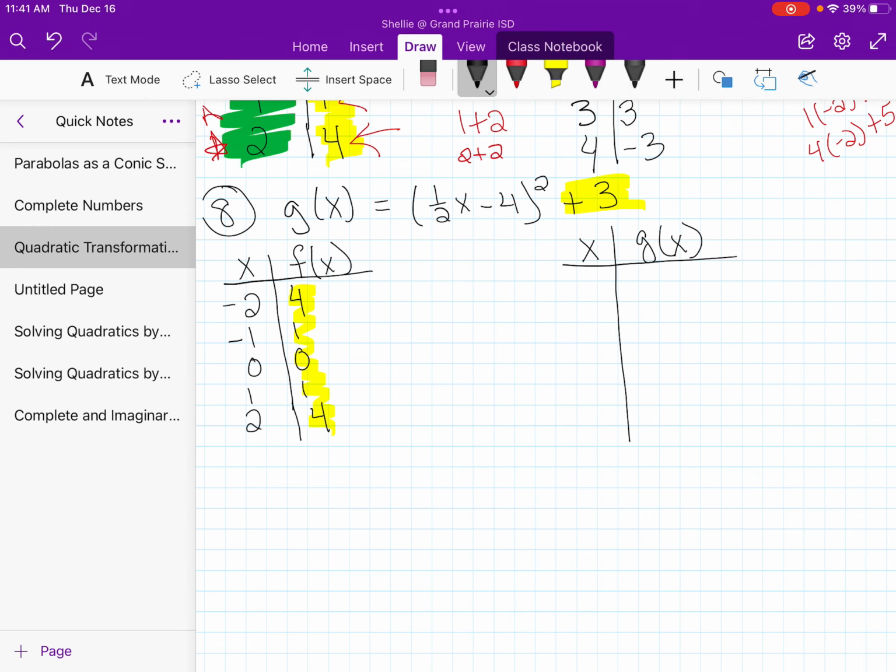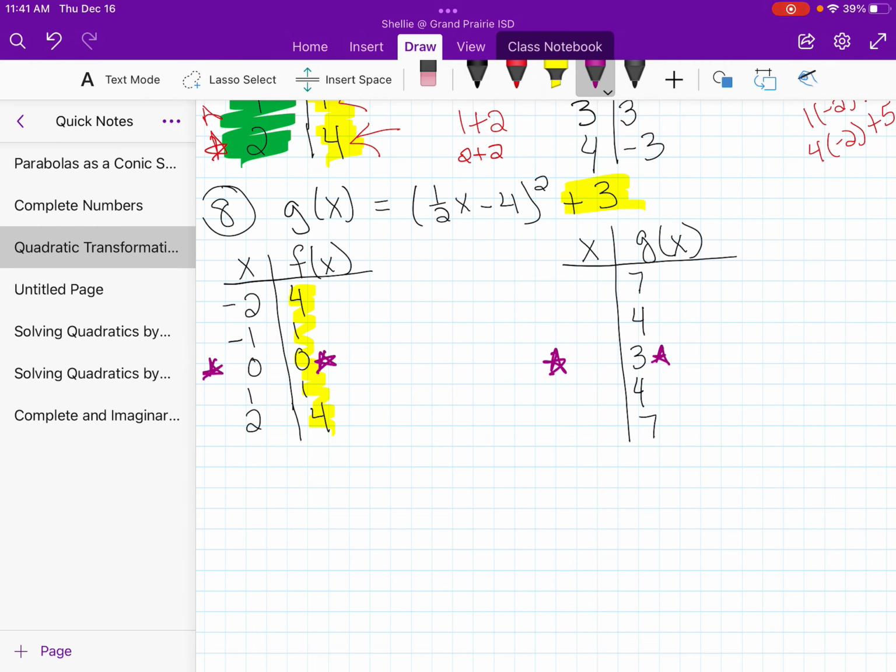So 4 plus 3 is 7. 1 plus 3 is 4. 0 plus 3 is 3. And then, of course, it should be reflected, because this is the vertex in our parent function, so that is where the vertex should be in our transformed function.